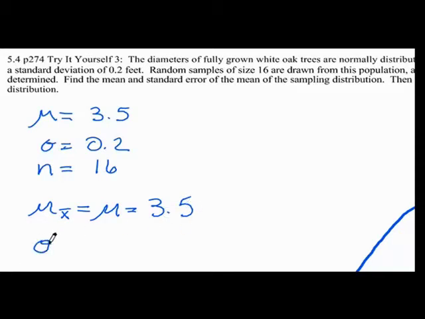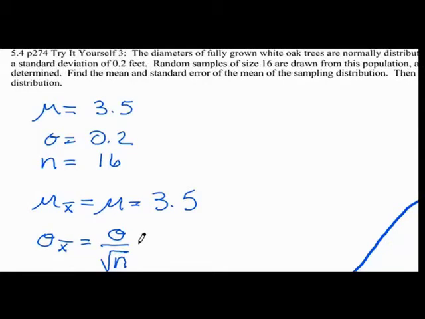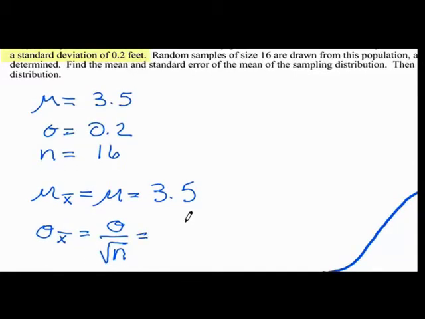Next, we're going to find our sigma sub x bar. And the formula for sigma sub x bar is sigma, the standard deviation, divided by the square root of the sample size, which is n. So in this case, it's going to be our standard deviation, 0.2, divided by the square root of 16. And so that'll give us 0.05.